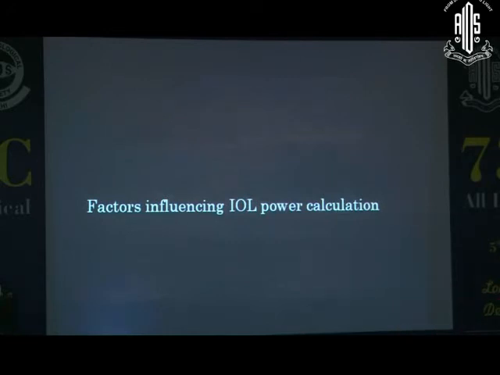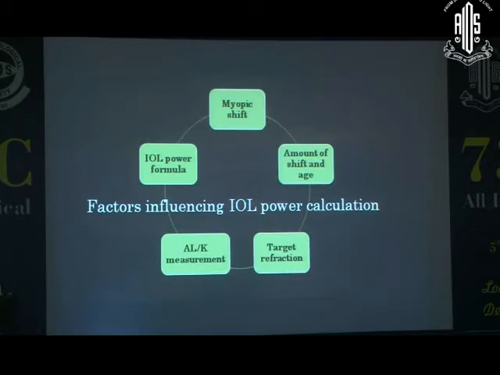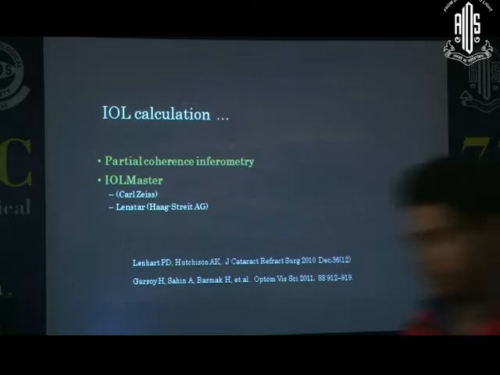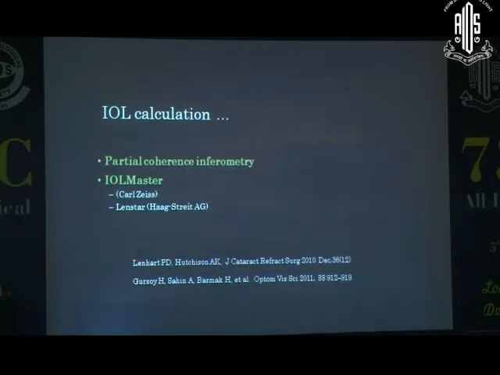So what are the factors which influence IOL calculation in children? These are the things: what formula to use, myopic shift, the amount of shift depending on the age, how to measure axial length and keratometry, and the target refraction. These are the factors which influence calculation for IOL. For biometry, there are two options: partial coherence interferometry and the IOL Master, from Carl Zeiss, and Lenstar. The limitations are very young children who are not cooperative, and very dense cataract.